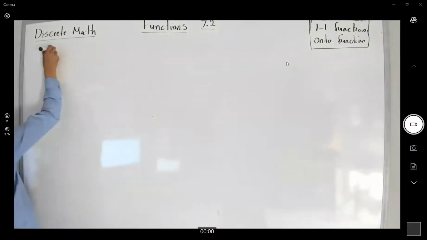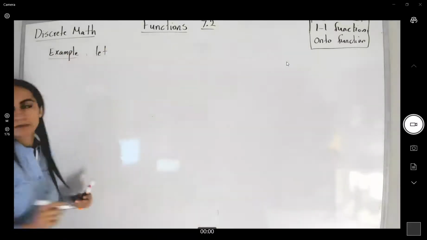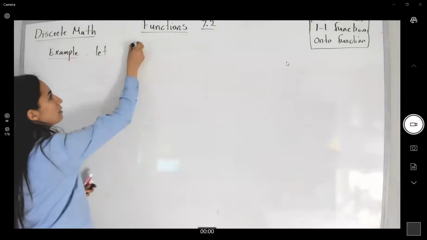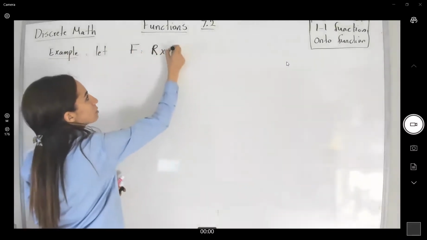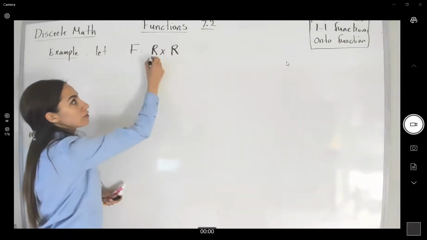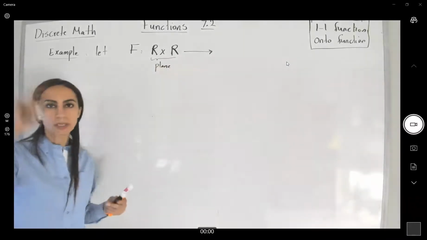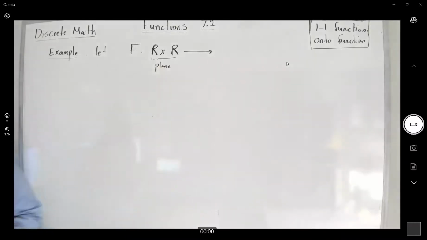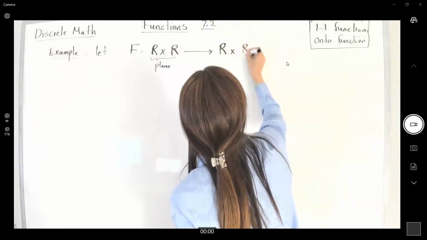So this example says, well, let function f be defined on the plane. So the domain is the Cartesian product of R and R, which is the plane. This is your domain. It didn't reduce anything. So this is just R Cartesian product with R.